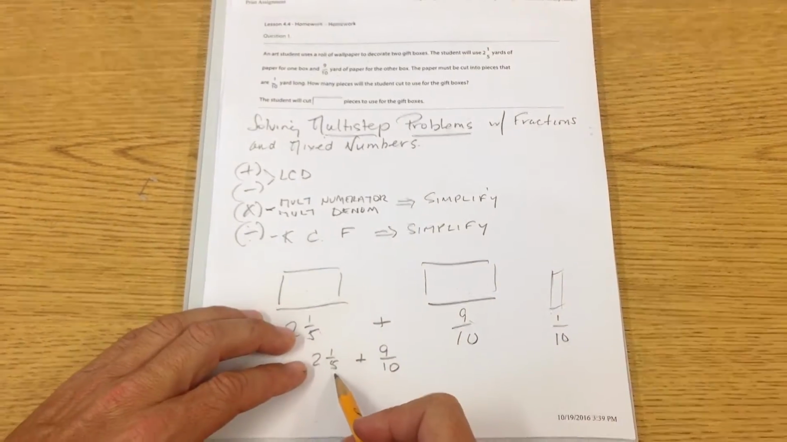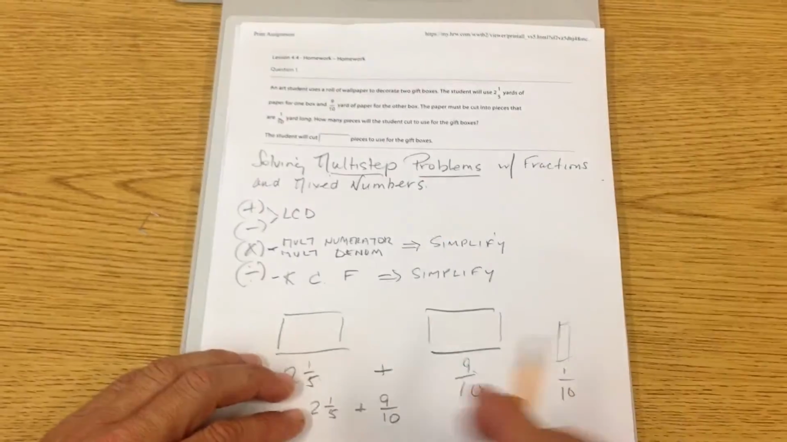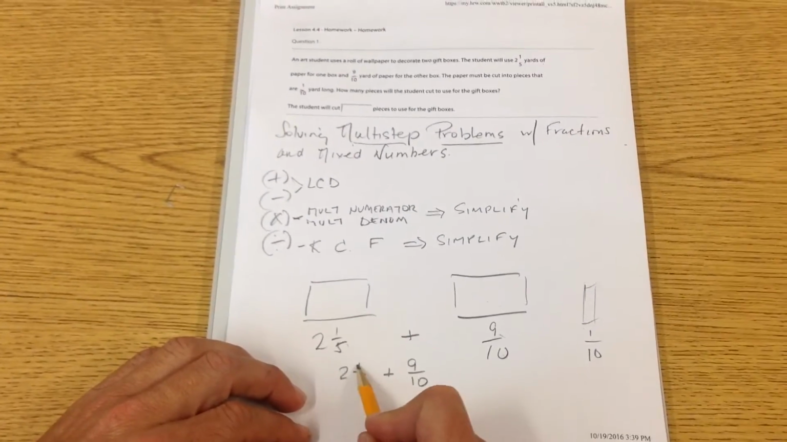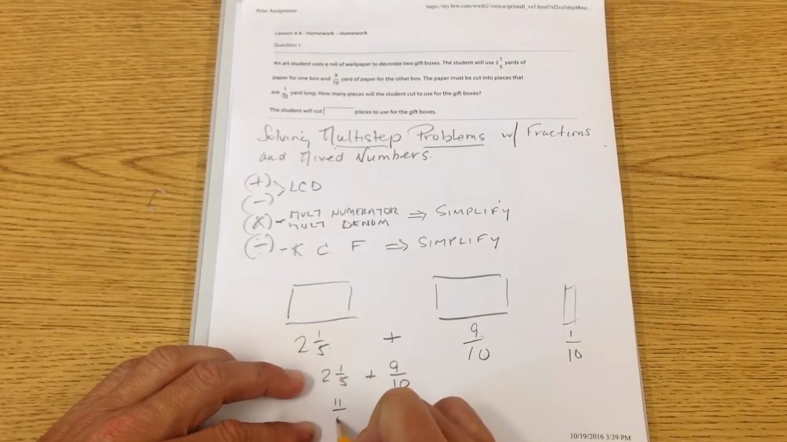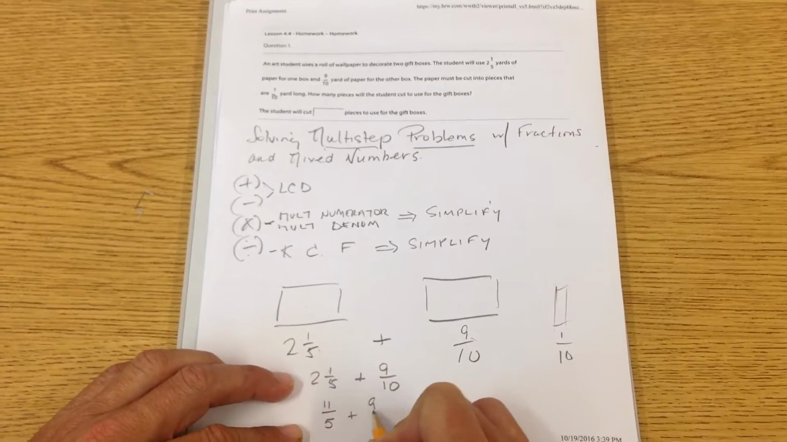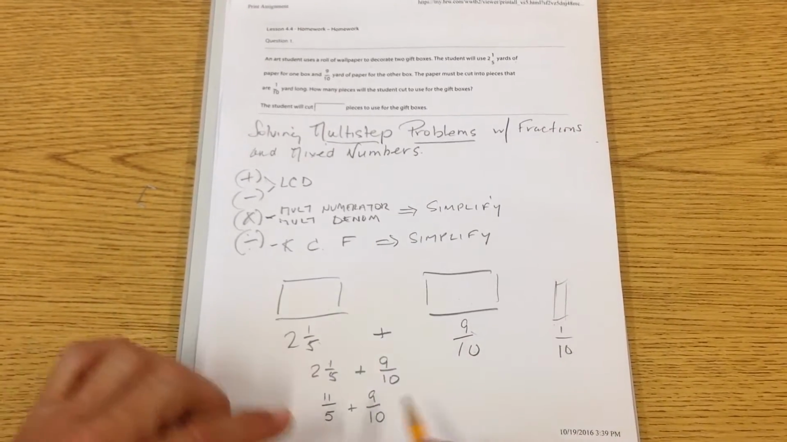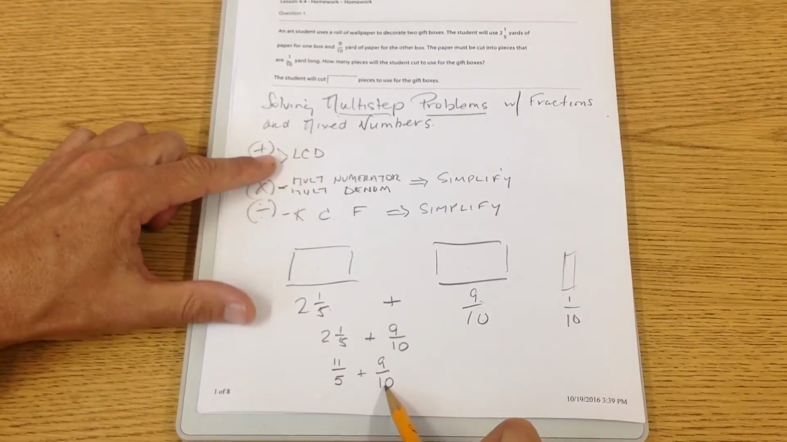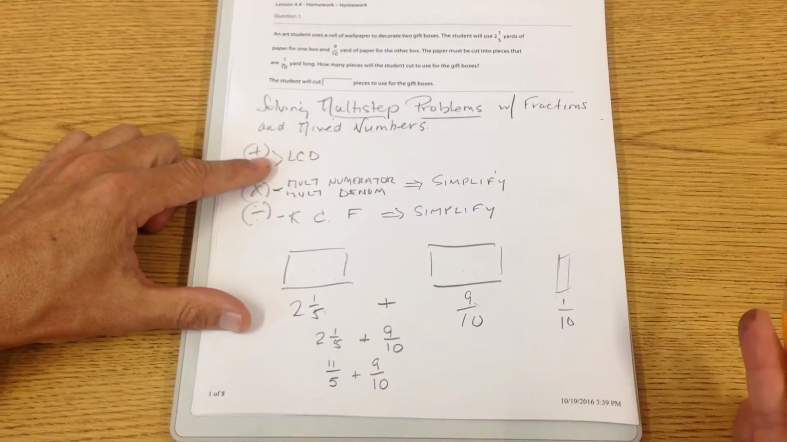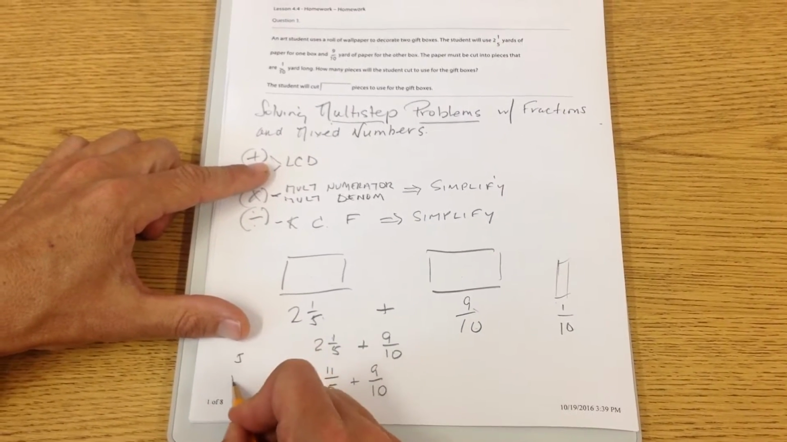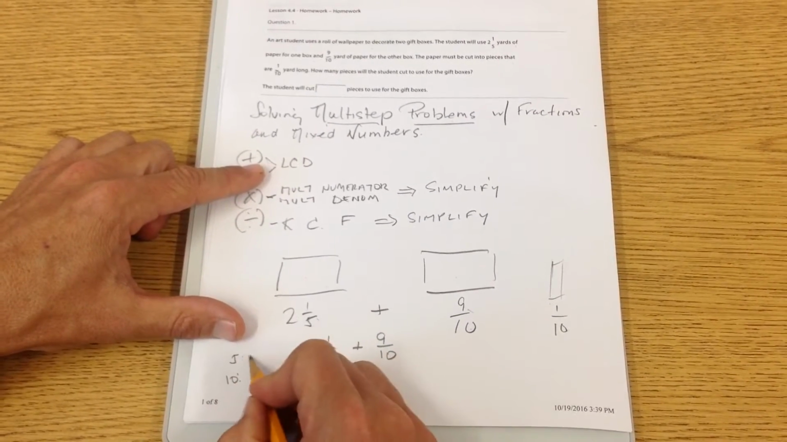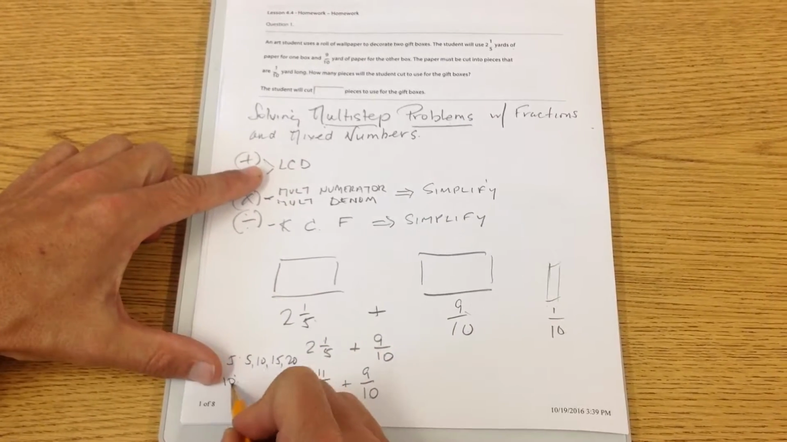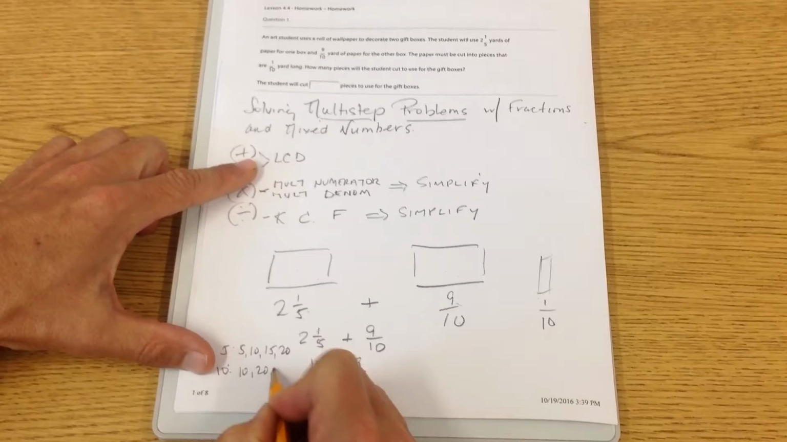Anytime you have a mixed number for any of the operations, turn it improper. 5 times 2 is 10, plus 1 is 11. 11/5 plus 9/10. When you add fractions, you must find a least common denominator. How do we do that? Multiples. You take your denominators, and you say 5, 10, 15, 20. And then you take the other denominator, 10, 20, 30.